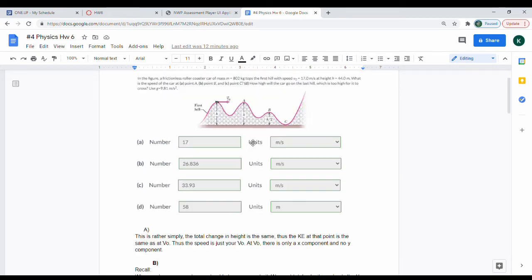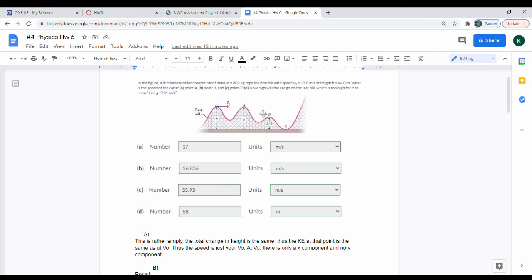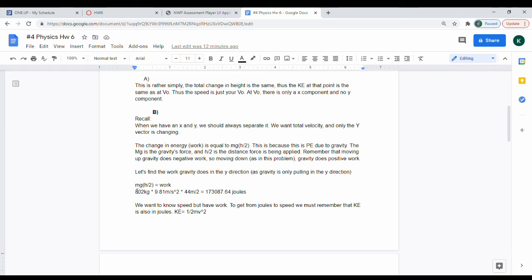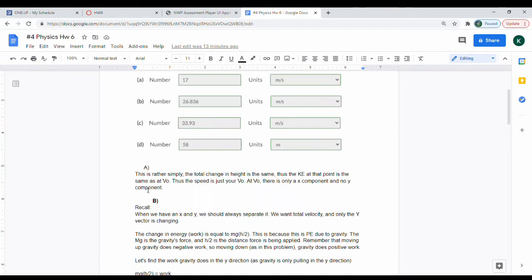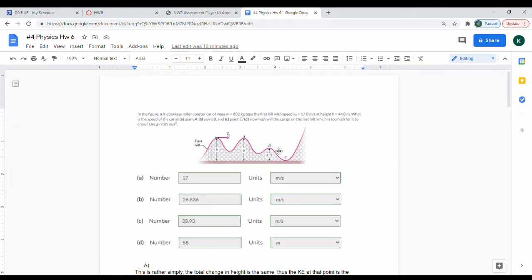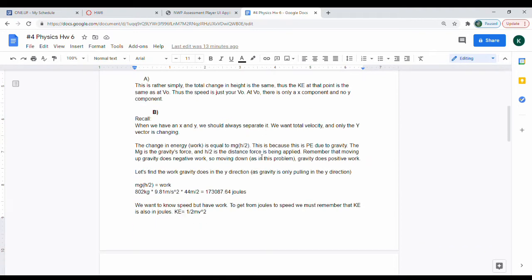So first, we know the change in energy, the work, is equal to the change due to the gravitational force. And we know what gravitational force is. It's mg times h. And in this case, h is h over 2 because it's changing by 1/2 of h from A to B. So then we need to set this equal to the energy.